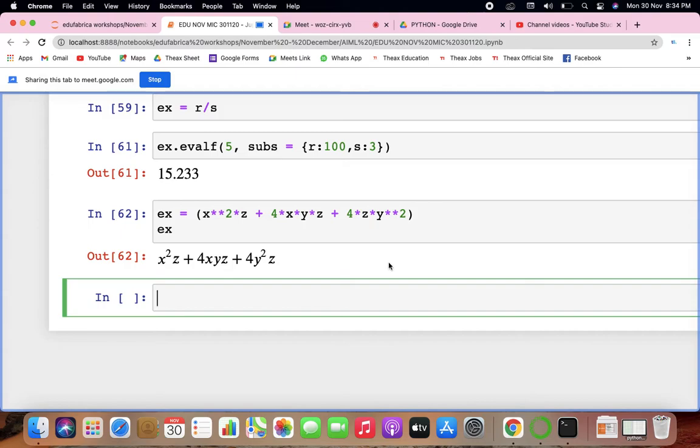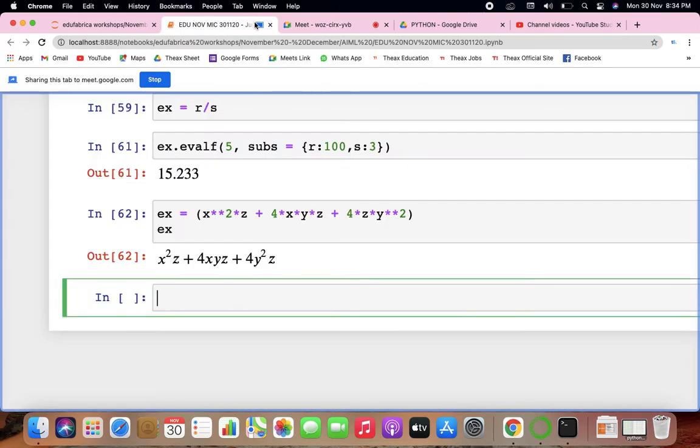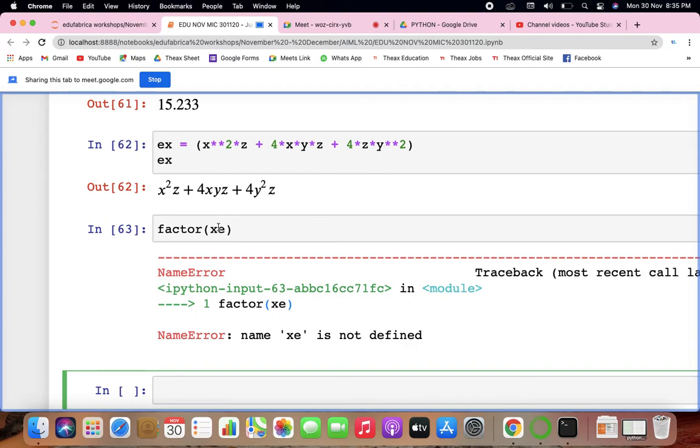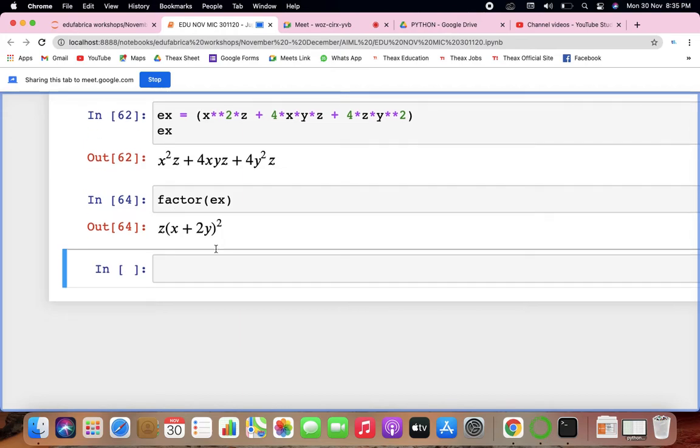So we need to factorize this. Right, very simple. We need to factorize this. What we'll do is using the factor function. Factorize the expression. So that is z common and x plus 2y whole square. Very simple.